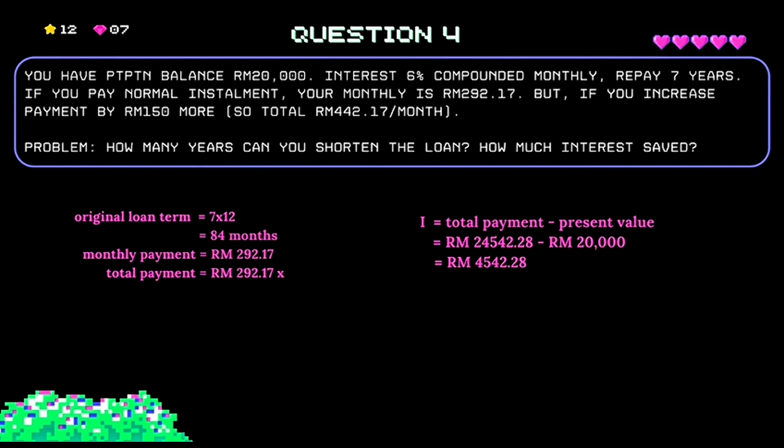Then we need to calculate the total payment. 292 ringgit 17 cents times 84 equals 24,542.28. To find the interest paid, take the 24,542.28, which is the total payment, minus 20,000 ringgit, equals 4,542.28. So the total interest paid is 4,542.28.